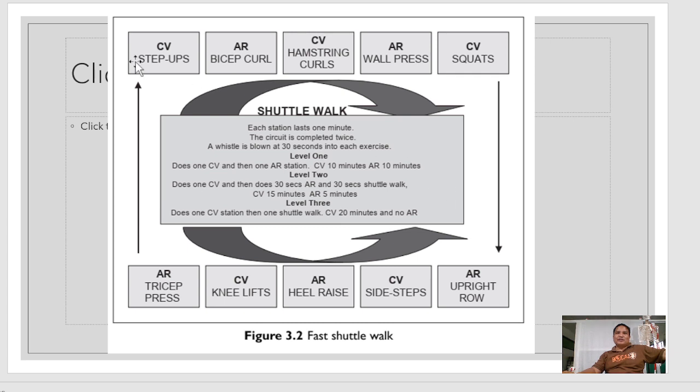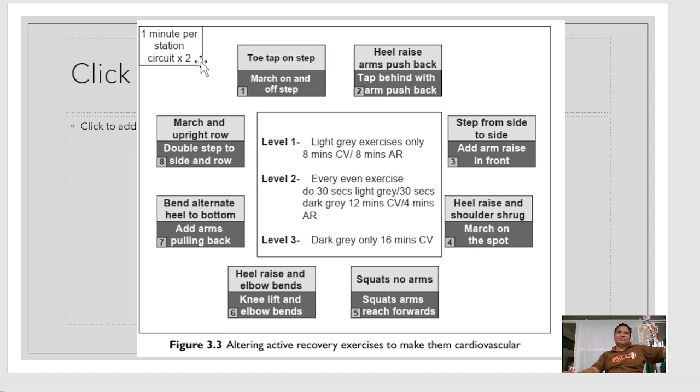Or you can follow this one. Each station lasts 1 minute. The circuit is completed twice. A whistle is blown 30 seconds into each exercise. Level 1 does 1 cardiovascular exercise, then 1 AR station. It's 10 minutes. So, muna siya gain na. Muna siya sample. So, sample niya siya. So, dali rigid kain na siya nga exercise. Doon niya na. So, pagkahuman, imo na siyang humanon, no?